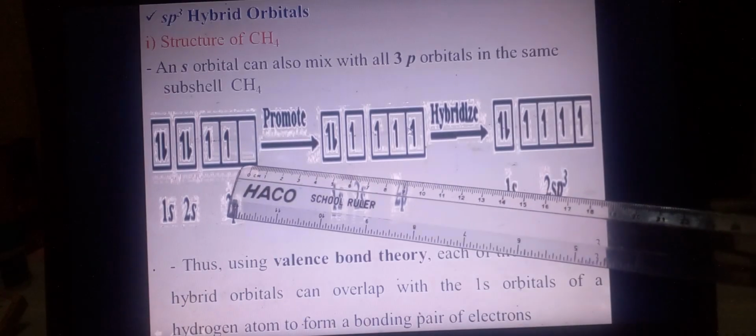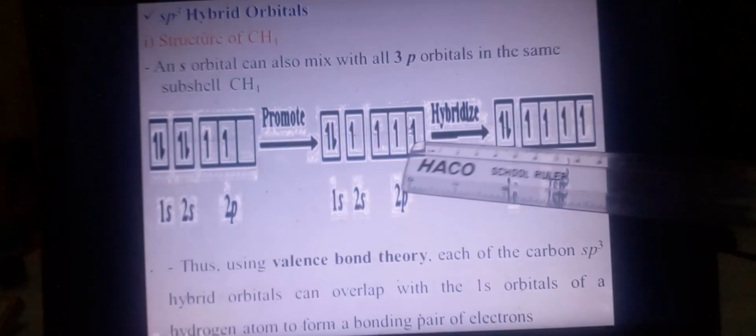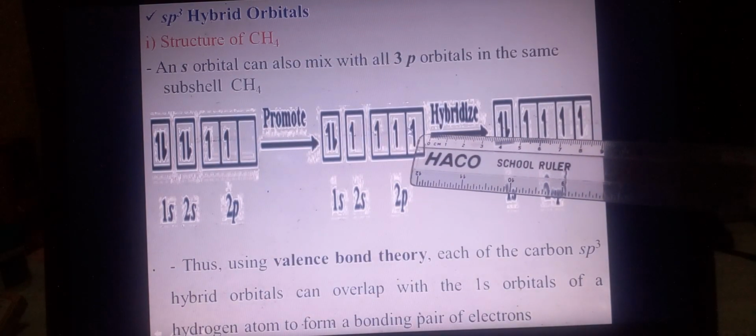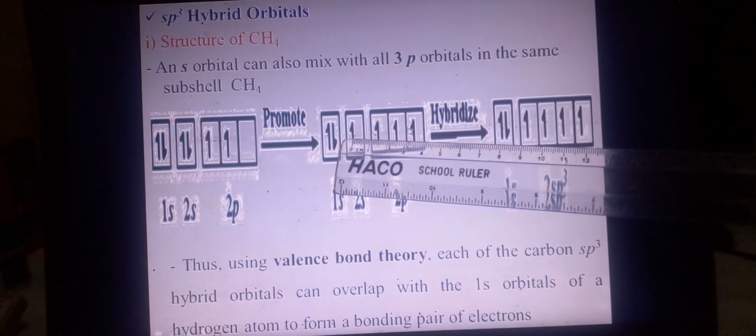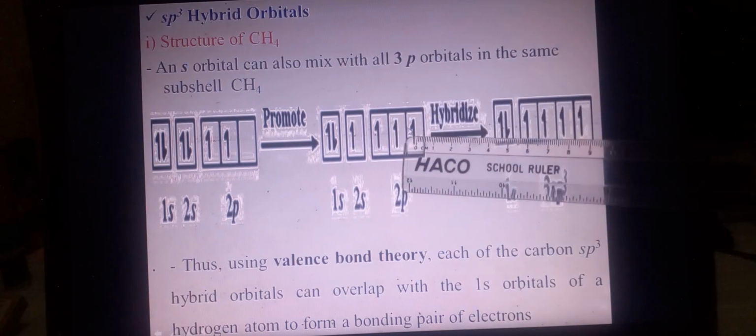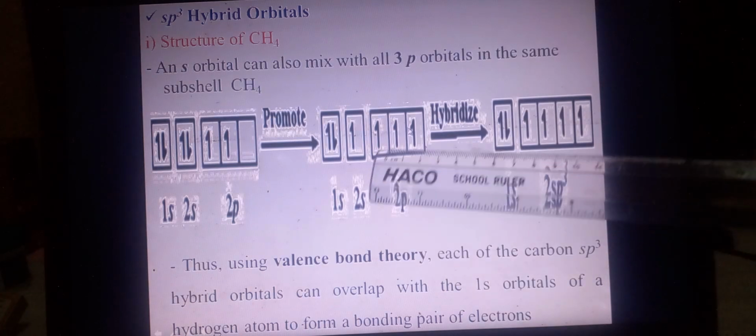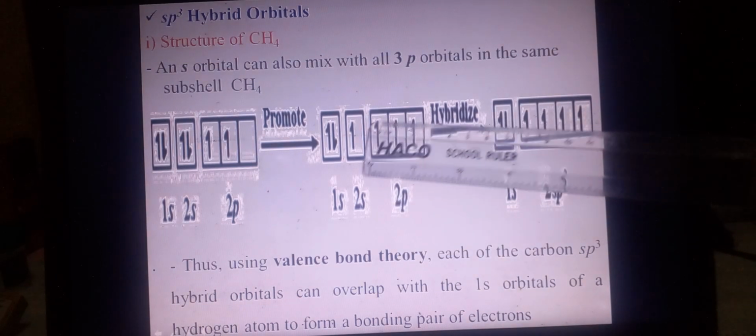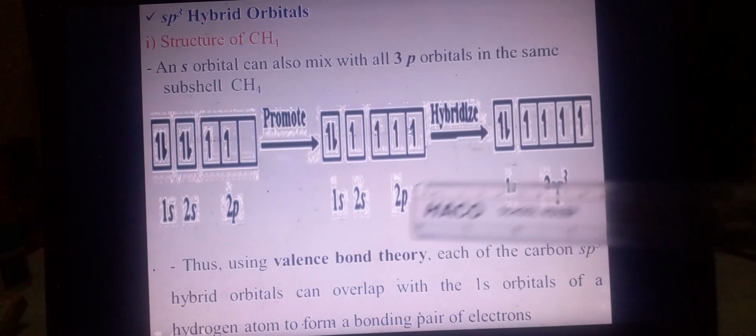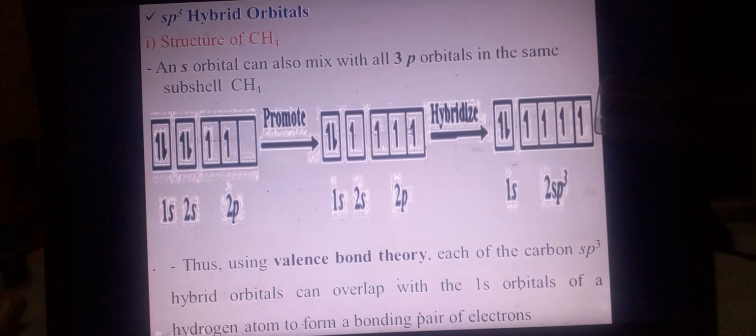To enable carbon to have 4 unpaired electrons, we shall have to promote 1 electron from the 2s orbital to the 2p orbital. So this electron will be promoted, so that 2s remains with 1 electron. Then the 2p orbitals each have 1 unpaired electron, so it becomes 3. Now we combine 2s and 2p to form hybrid orbitals. So we shall have 1, 2, 3, 4.